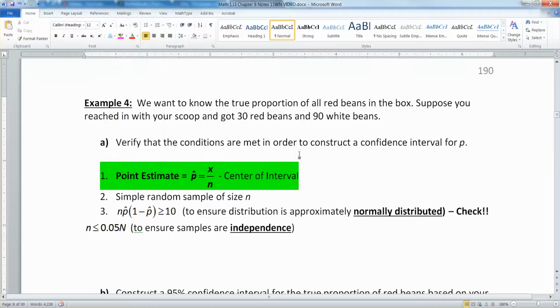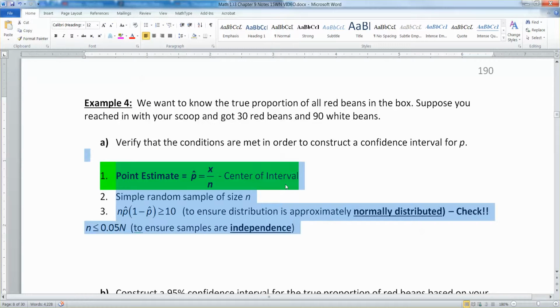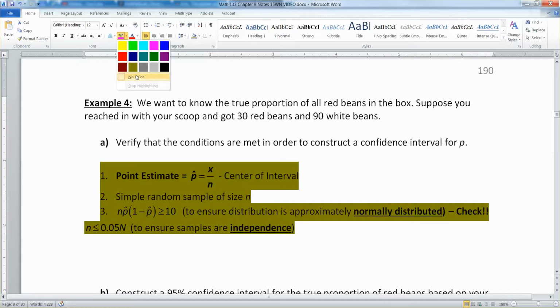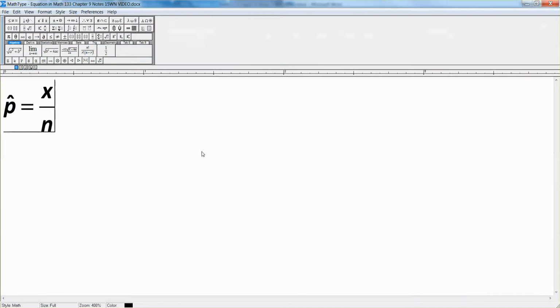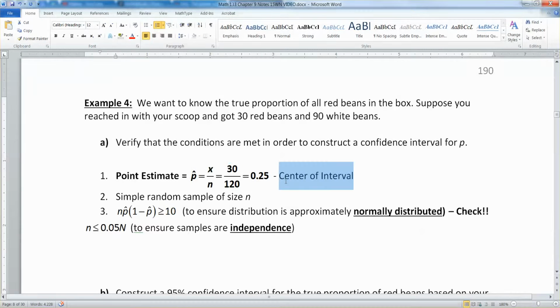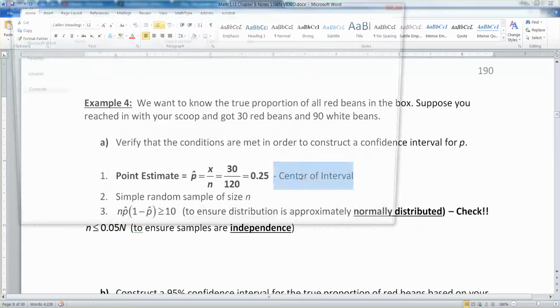Okay, so the first thing I have is I need a point estimate. If I don't have a point estimate, I can't do diddly squat. Well, luckily for me, I do have a point estimate. We already found it. It was 30 divided by 120, which was 0.25. So that's my p hat value. It will be the center of my interval. It is my point estimate.